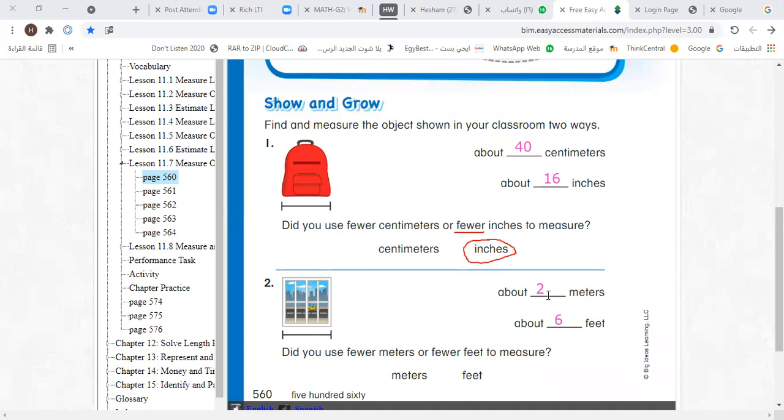Okay? Fewer meters. Do you understand, Omar? Yes. Okay. Why do we take meters? Mister, I don't understand.